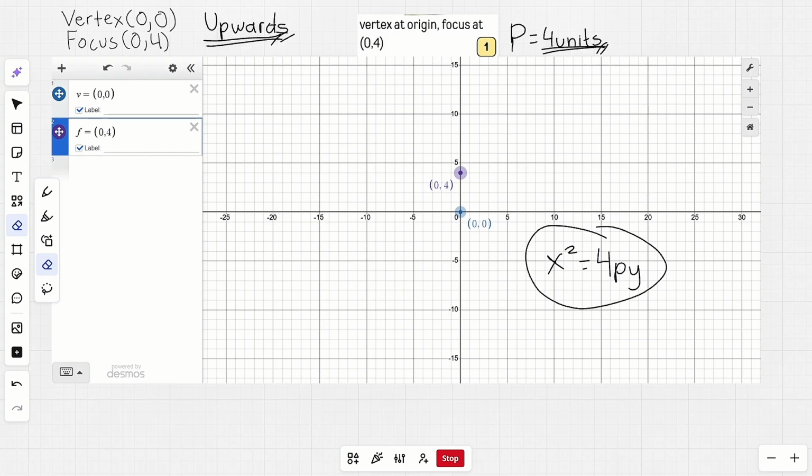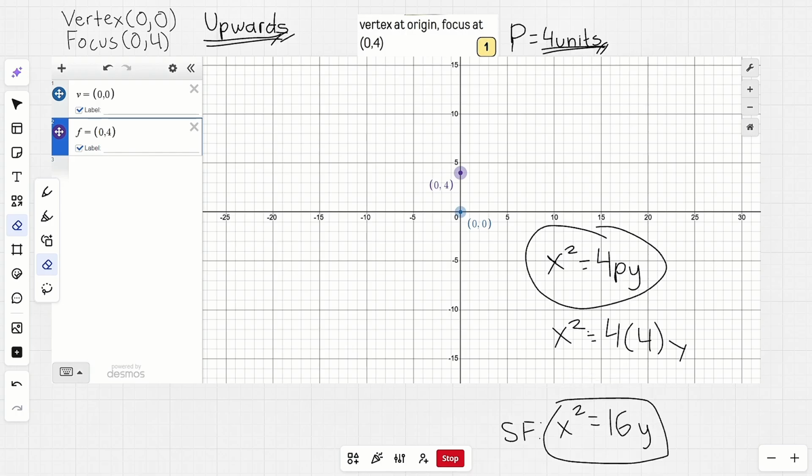Now, let's rewrite. So, it will be x squared equals 4 times p, which is 4 units, and y. 4 times 4 is 16, and y, and our x squared. Now this must be our standard form.